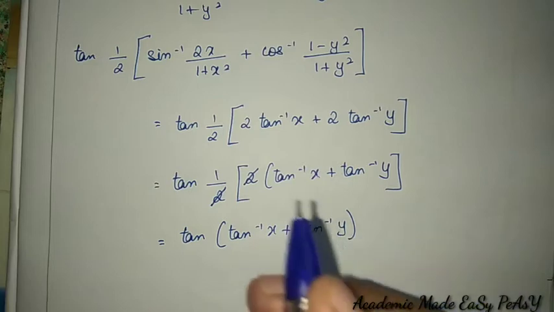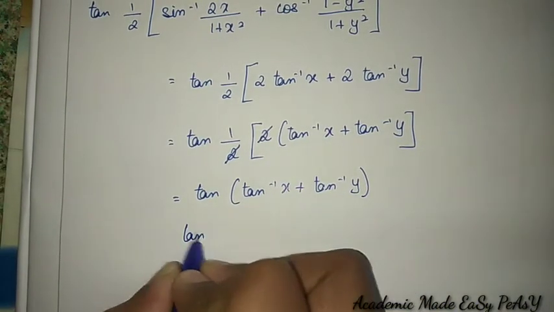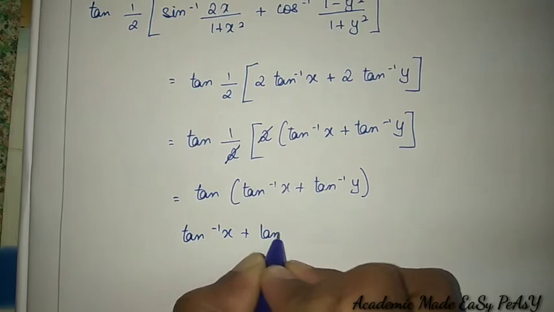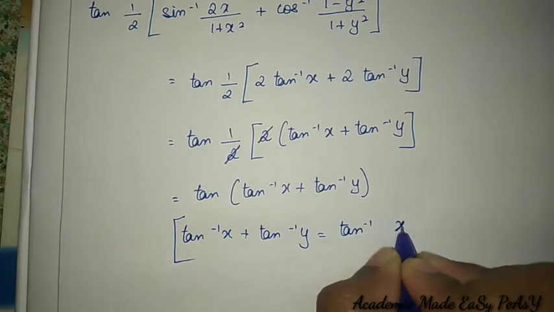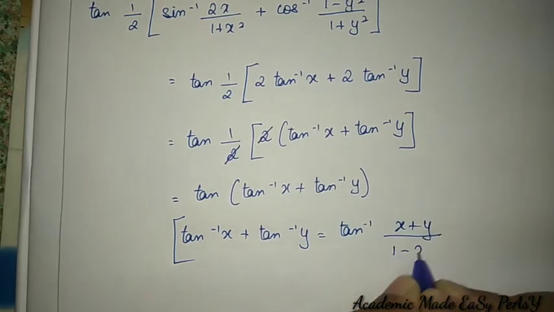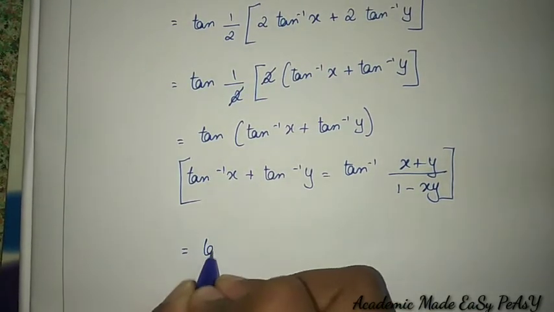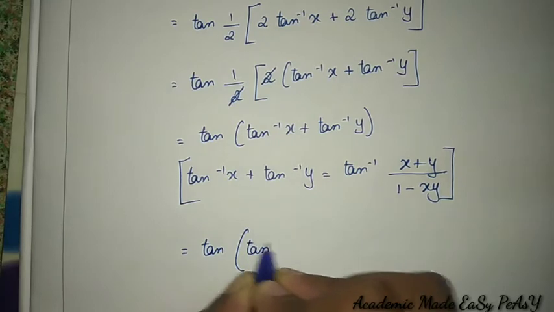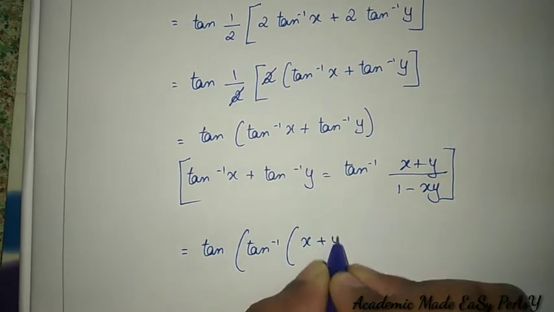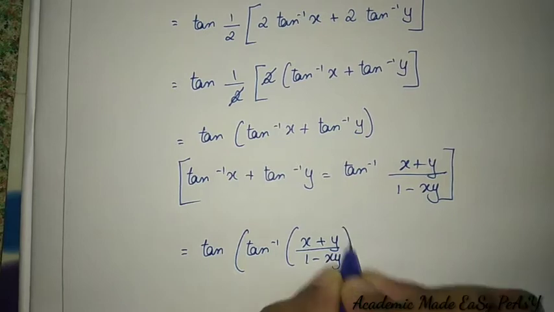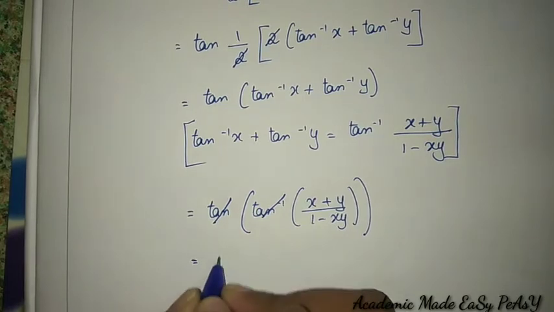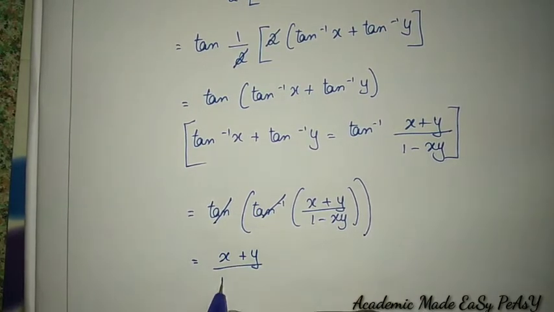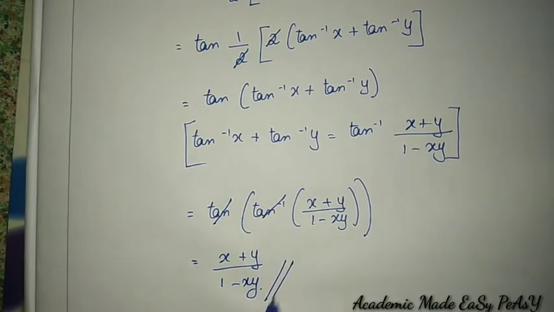Now I have to apply the formula. I know the formula: tan inverse x plus tan inverse y is equal to tan inverse of x plus y divided by 1 minus xy. So I will substitute: tan of tan inverse of x plus y divided by 1 minus xy. Tan and tan inverse will get cancelled. So what is here now? x plus y divided by 1 minus xy. This is my value.